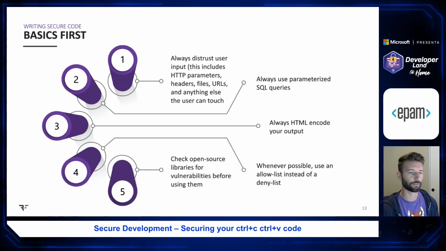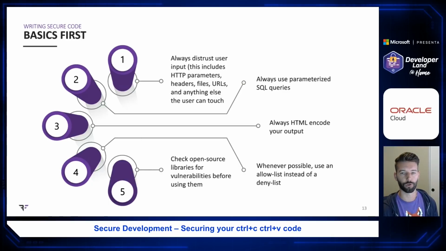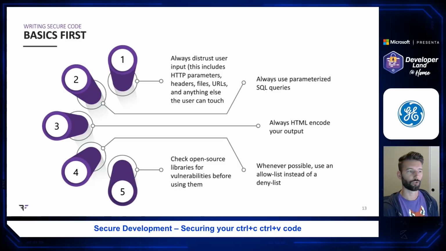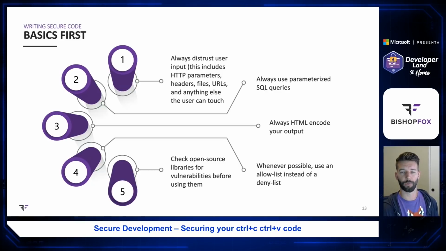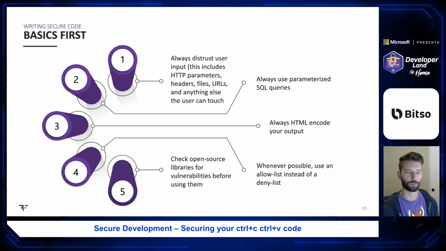A third tip is to always HTML encode your output. When you provide HTML to the user, just make sure that you escape all those special characters so that even if the user inputs a cross-site scripting payload, it doesn't actually get rendered as HTML. It just gets rendered as plain text. So it eliminates those client-side attacks.